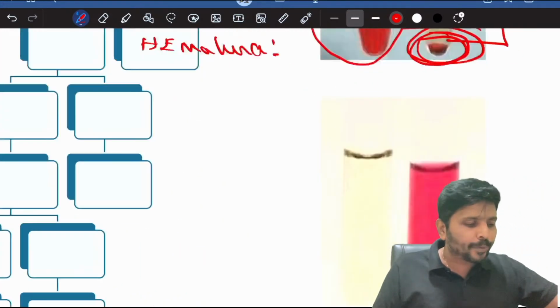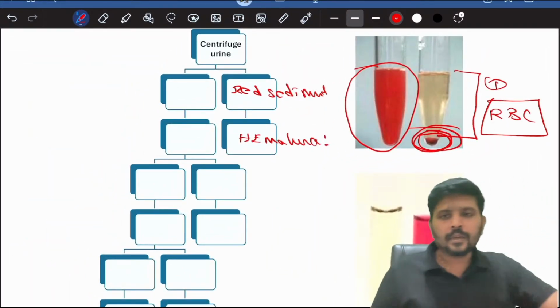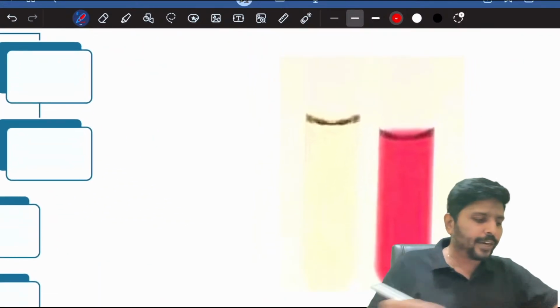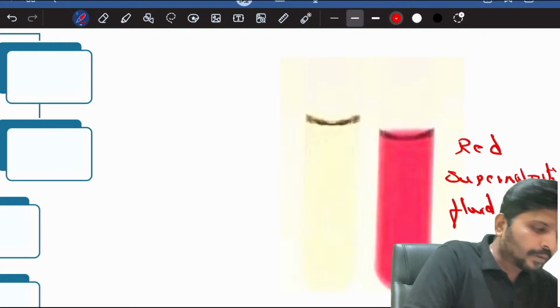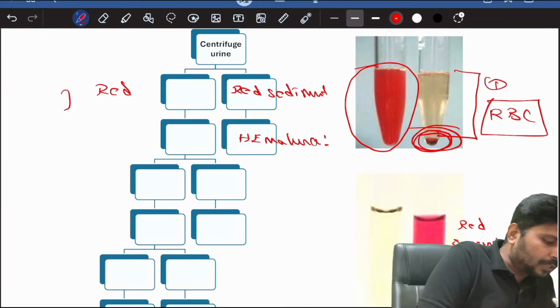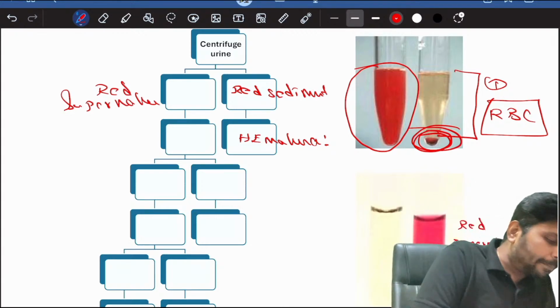When you have red sediment, this is true RBC. But look here. Red colored supernatant fluid. So what is this, my dear friends? Red supernatant fluid, not sediment. What does it mean? Supernatant means the fluid that is formed above. When you have red supernatant fluid, you need to look for urine heme.